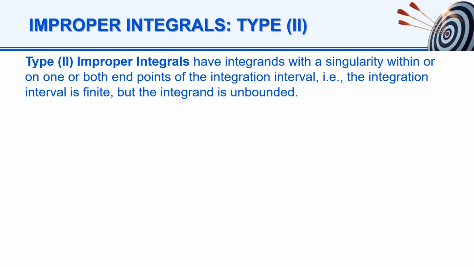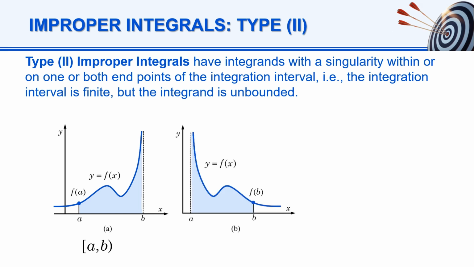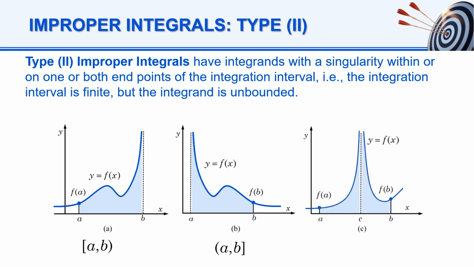Type 2 improper integrals have integrands with a singularity within or on one or both endpoints of the integration interval, i.e., the integration interval is finite, but the integrand is unbounded. For example, in the following case, the singularity of the integrand corresponds to the upper end of the interval. In the second case, the singularity occurs at the lower end of the integration interval. In the last case, there is a singular point within the integration interval.